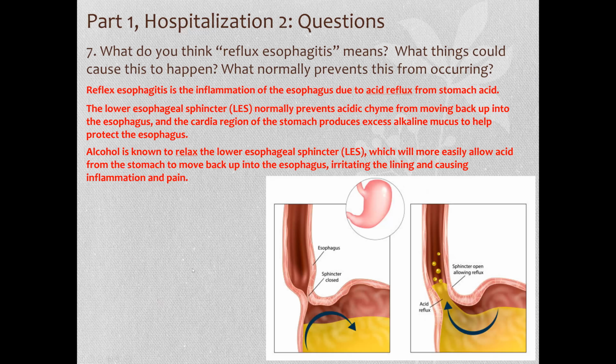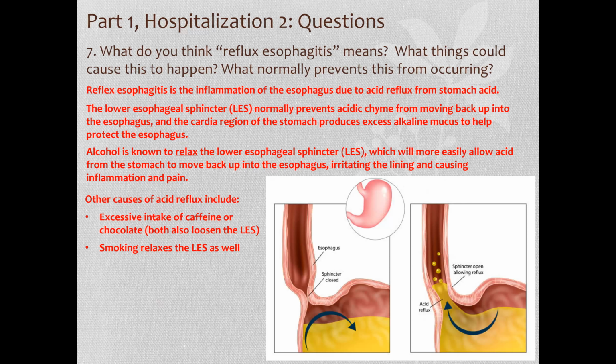So alcohol is known to relax the lower esophageal sphincter, which will more easily allow acid from the stomach to move back up into the esophagus, irritating the lining of the esophagus and causing inflammation and pain, which is esophagitis. Other causes of acid reflux can include excessive intake of caffeine or chocolate, both of which also loosen the lower esophageal sphincter. Smoking relaxes the lower esophageal sphincter as well.